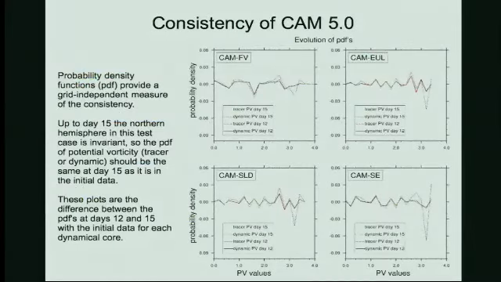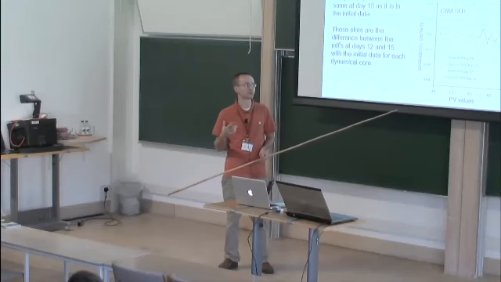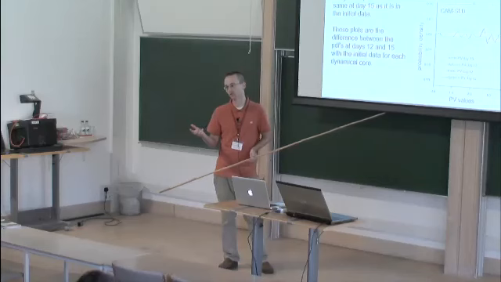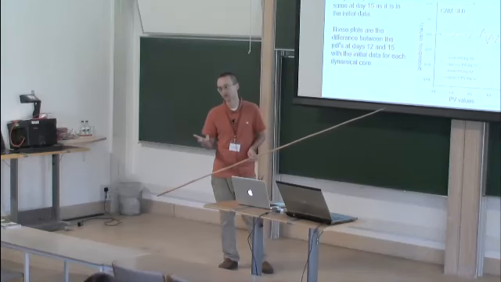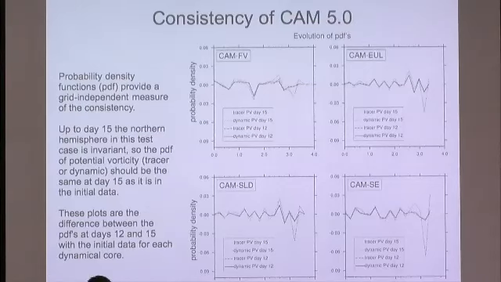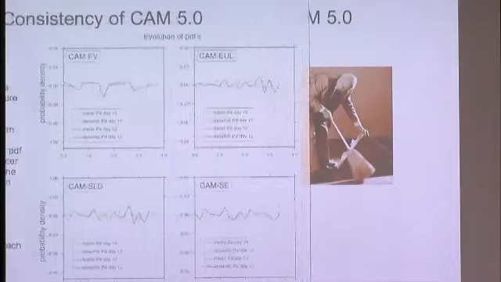And another way to look at it, and I won't dwell on this, it's detailed in the paper, is that you can plot probability density functions for the tracer and the dynamic PV, and you can compare those as well. In theory, especially up to day 15 for this test case, the northern hemisphere is invariant, so the probability density function of the PV, whether it's tracer or dynamic, in the northern hemisphere should stay the same for all time. And you can see there's changes here. You can look at the paper if you're interested in more.